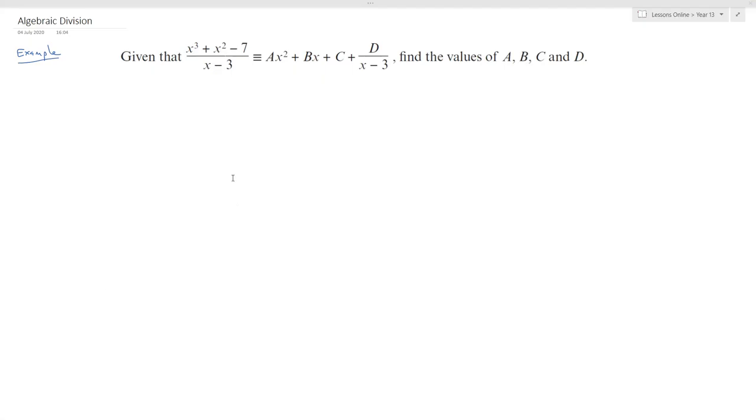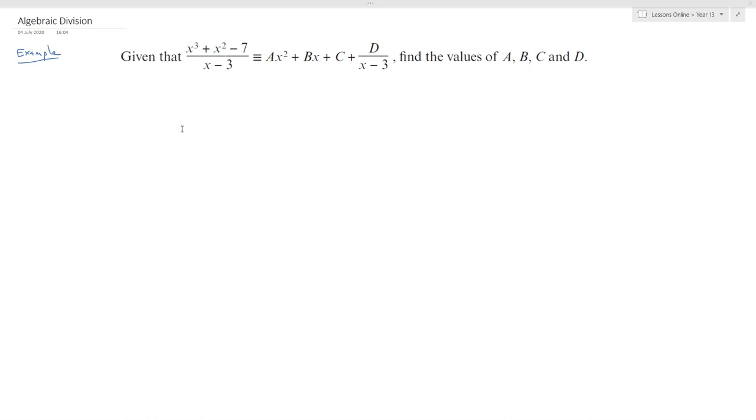So this is our example. Looking at this algebraic fraction here, we've got to set it out in the form ax squared plus bx plus c plus d over x minus 3. In order to do that, we've got to divide x cubed plus x squared minus 7 by x minus 3.